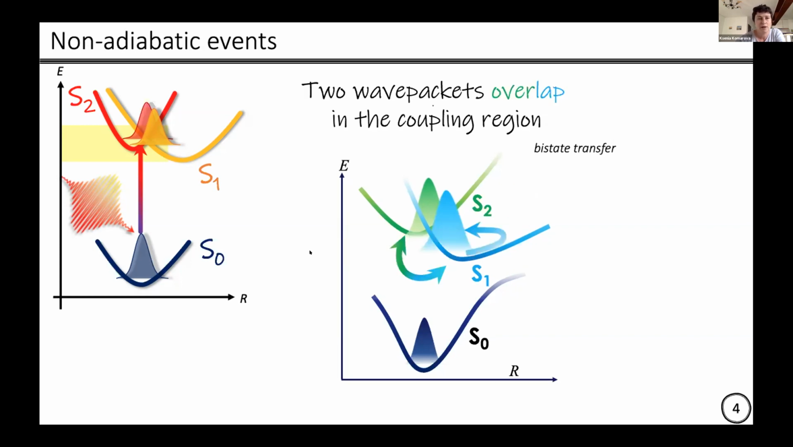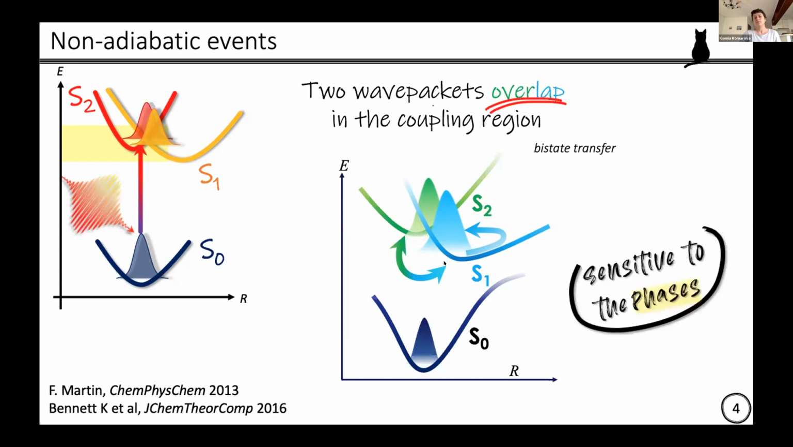Now the second type of event can be when this S1 wave packet comes back to the coupling region and overlaps effectively with the S2 wave packet. Therefore, the coupling integral will now depend on the overlap of these two wave packets. Because this overlap is a complex number, it depends on the phase matching between these two wave packets. And these phases are time dependent, so we can probe the history of this wave packet, like how it went to the outer turning point and how the phase was propagated up to the event of recurrence.